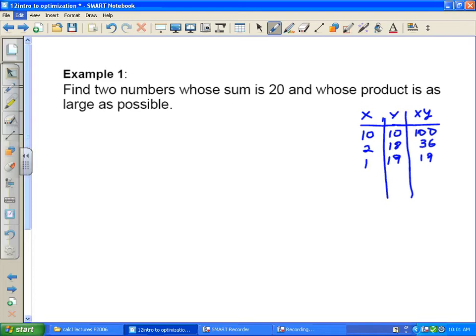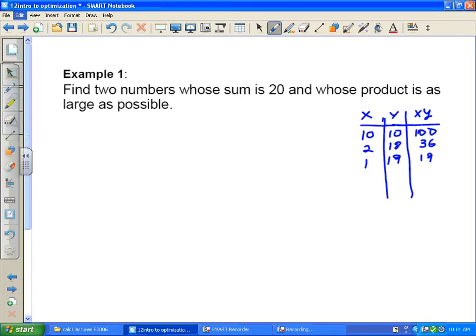So you could do all sort of trial and error. It didn't even say it had to be whole numbers. You could try 9.5 and 10.5 or things like that. But we have a pretty good idea. 10 and 10 is going to be hard to beat, right? It's a pretty large product. Now let's see what calculus tells us the answer will be.